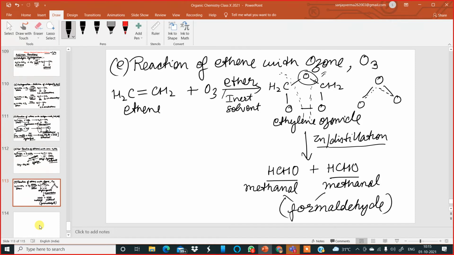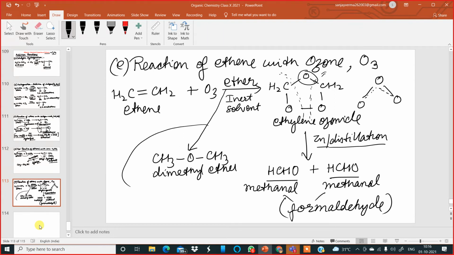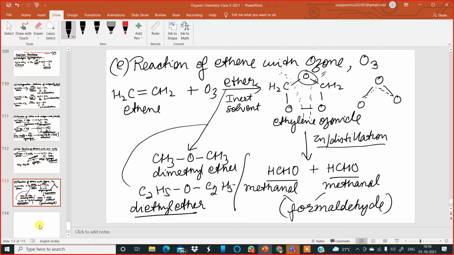Now here you can see this word ether. Example of ether I can write down: CH3OCH3. This is dimethyl ether. Another example I can give you is C2H5OC2H5. This is diethyl ether. Now these ethereal compounds are used as a solvent to conduct this reaction.